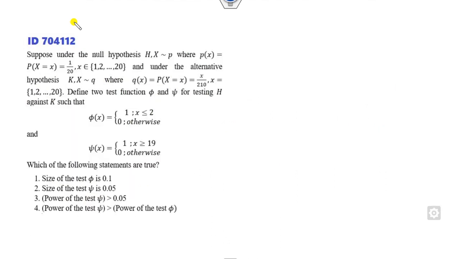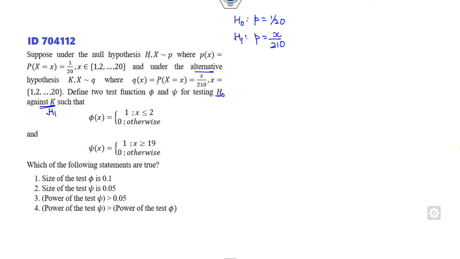Okay, look at this another one. Consider the null hypothesis H. I denote the null hypothesis as H0, that is, the probability is 1 by 20. H1 is called the alternative hypothesis, that is, the probability is x over 210. Define the two test statistics phi and psi for testing H against K. That means this is my H0, this is my H1.